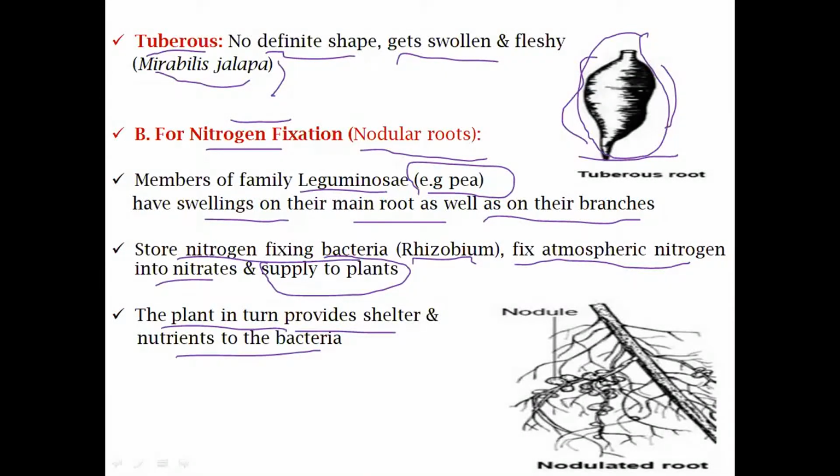So in pea plants, you can see here, the roots have swellings and they are known as nodules. And in these nodules, the nitrogen fixing bacteria known as rhizobium reside, and it fixes the atmospheric nitrogen and in turn the plant provides food and shelter to the bacteria.